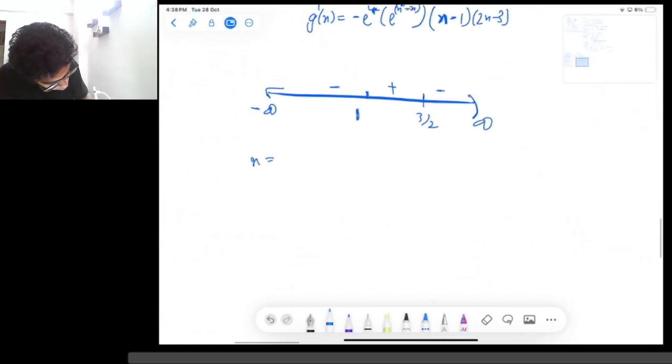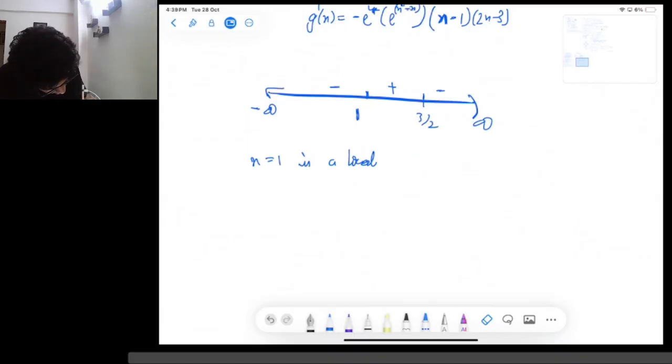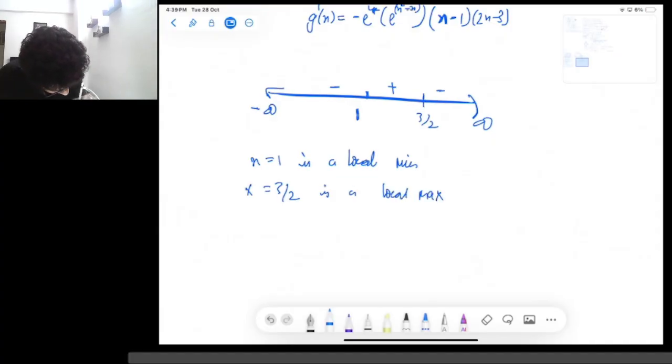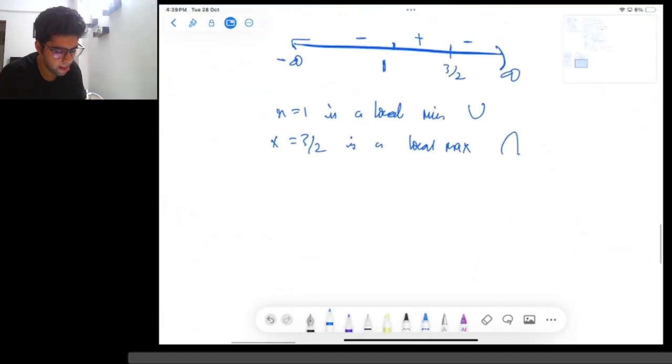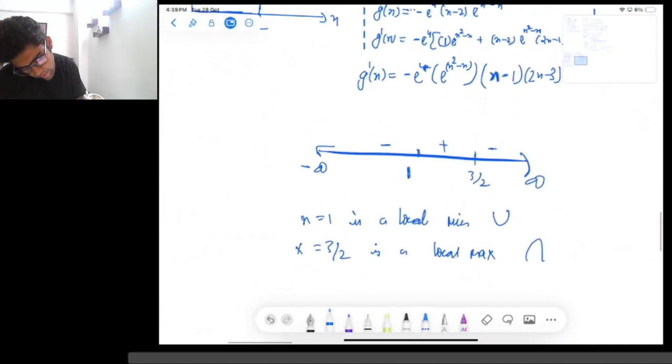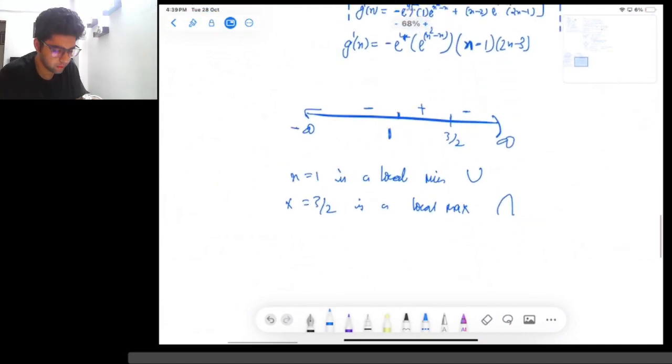So x is equal to 1 is a local min. Now I am not going to explain this again. I have explained this in the previous video, in the first video. And x is equal to 3 by 2 is a local max, because the derivative is moving like this, and in the second case the derivative is moving like this. Minus, positive, at x equal to 3 by 2 and x equal to 1.